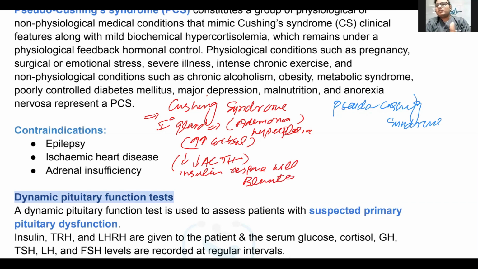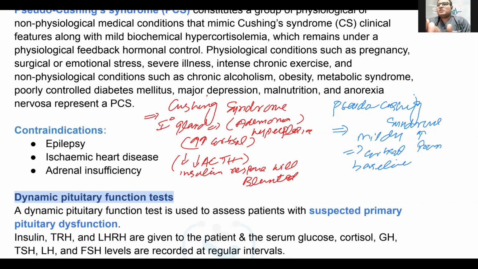Very important point. But in pseudo-Cushing syndrome, what will happen? There will be a mildly increased cortisol from the baseline. Why? Because it is normal. It is a mild exaggeration of the normal response. So when we produce the insulin stress in pseudo-Cushing syndrome, there will be increased cortisol from baseline.